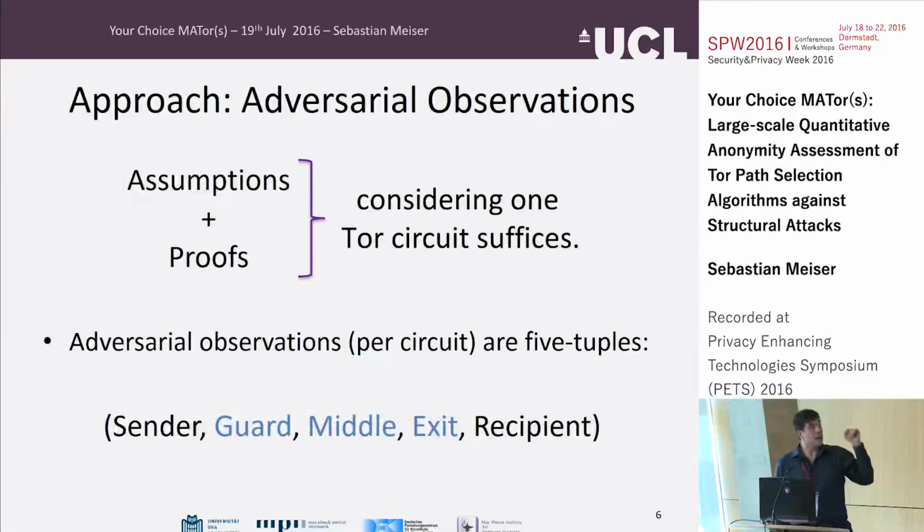Okay. Now we said, okay, what can the adversary actually see? Let's assume the crypto is okay. Let's assume that there's no additional side channels the adversary can abuse. Then still an adversary can make observations of the entities that are in a Tor circuit. And we specify that as a 5-tuple. Okay, how does it look like?